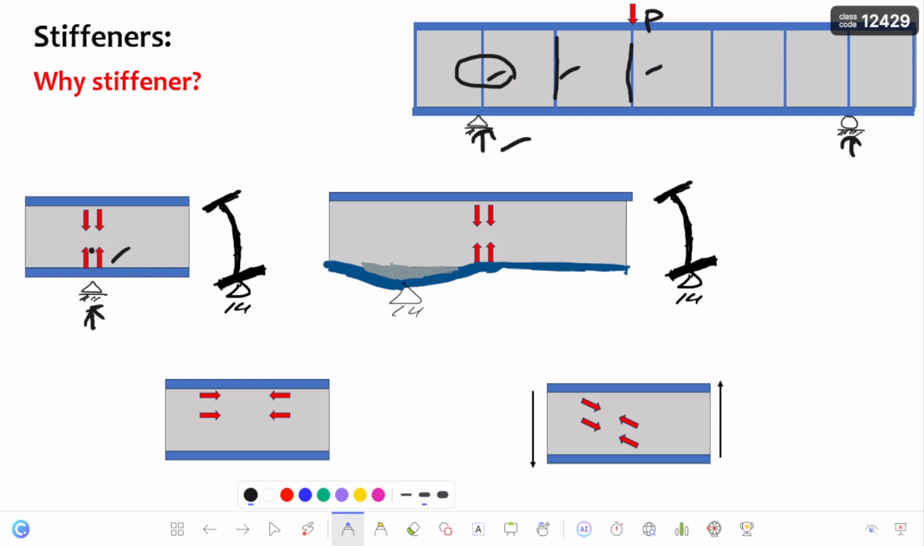So to tackle such compressive stresses, we stiffen this web by providing the stiffener at this particular location.